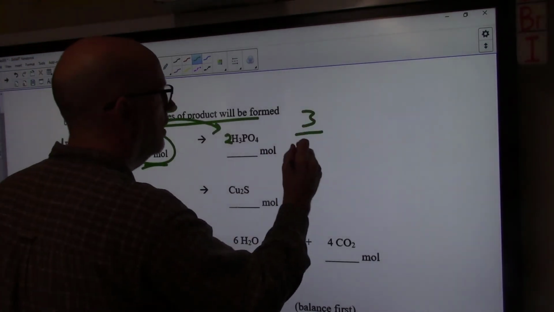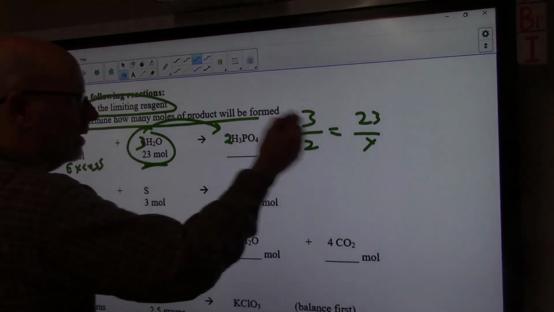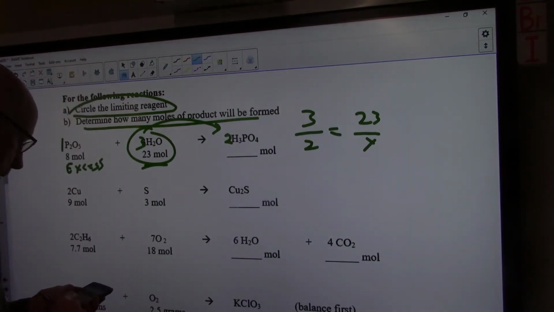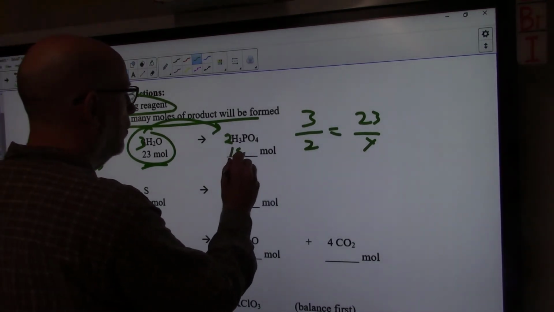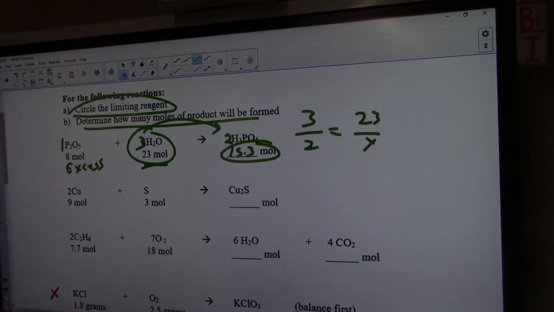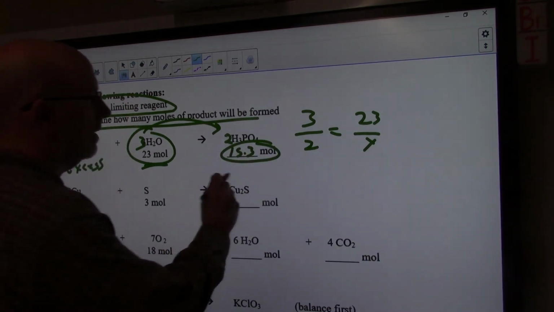3 is to 2 as 23 is x. Cross multiply. 23 times 2 is 46 divided by 3. 46 divided by 3, 15.3. 15.3 moles of this will be made. Next question I'll probably ask you is how many grams is that?